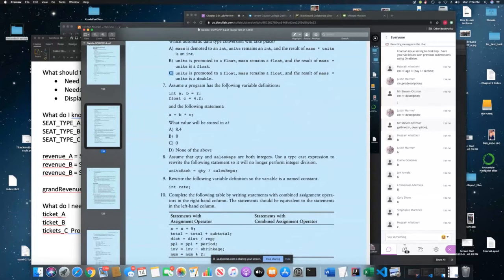Assuming a program has the following variable definition. What will the value be stored in a?